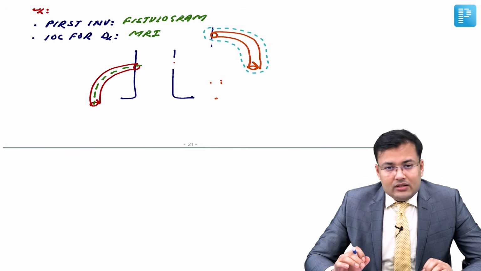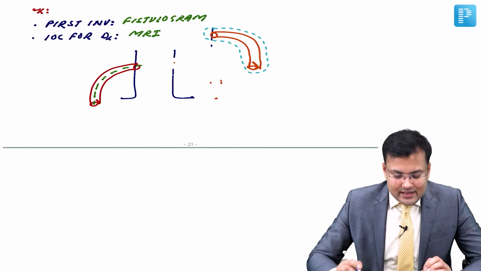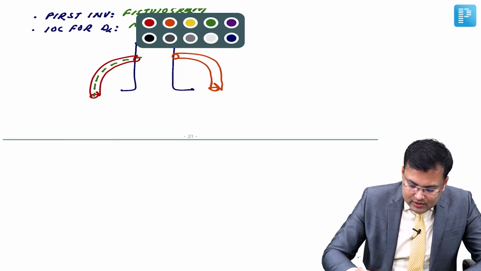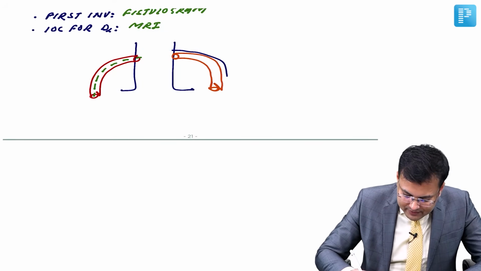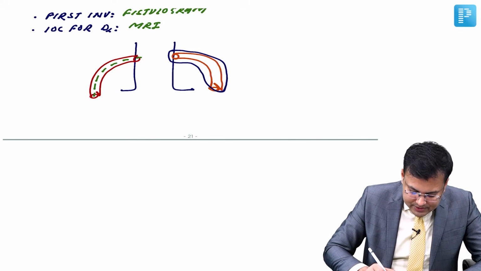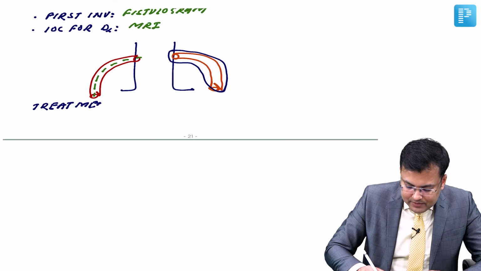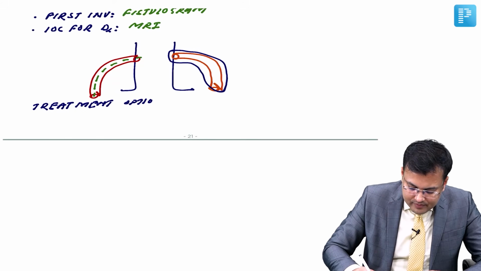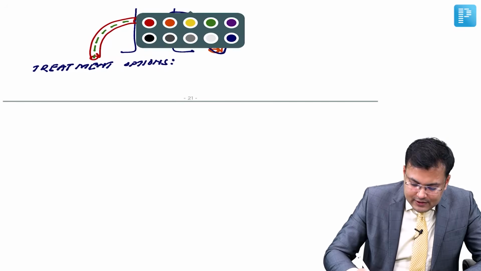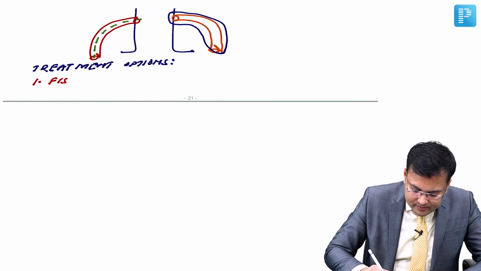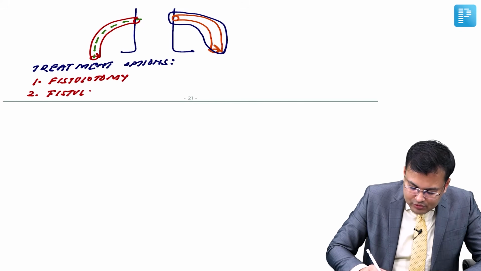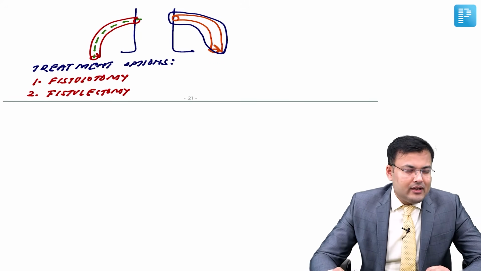Generally, these are not done nowadays because of increased morbidity. Clear? So what are the treatment options? First is fistulotomy. Second is fistulectomy. So fistulotomy and fistulectomy, we are not doing these commonly because of increased morbidity.